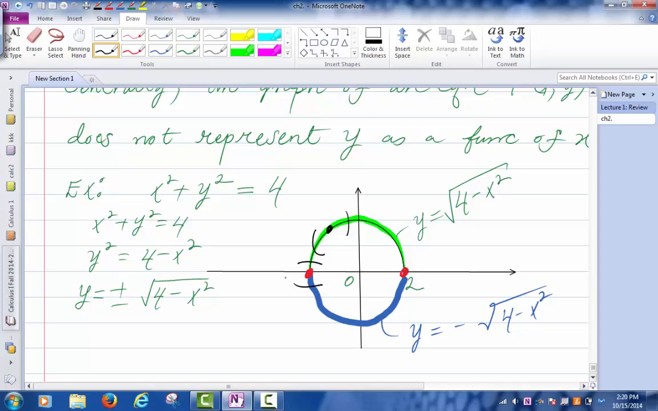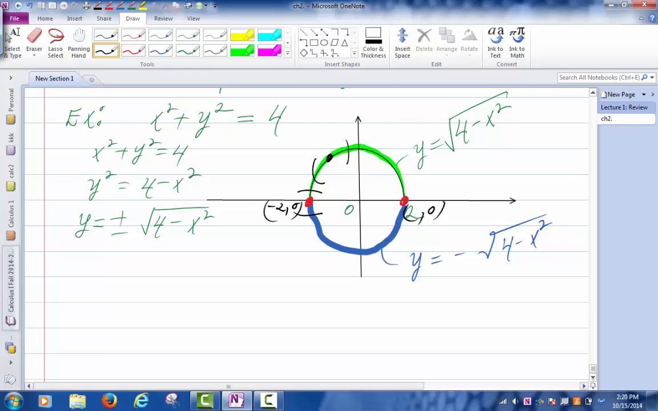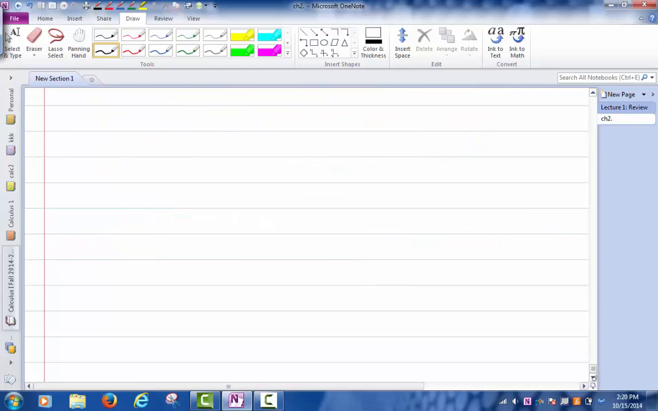Can someone tell me the coordinates of the red point here? Negative 2, 0, right? And this would be the 2, 0 point. So except for those 2 points, away from those 2 points, I can view y as a function of x. Let's look at another example.